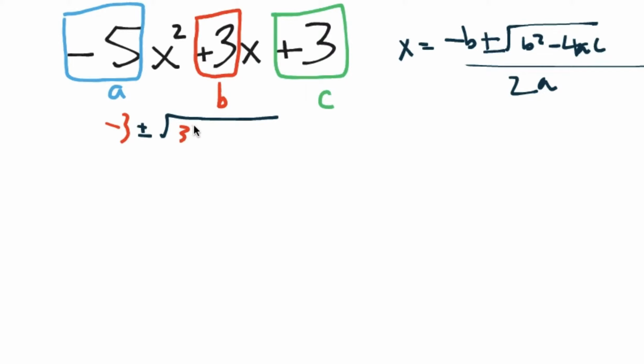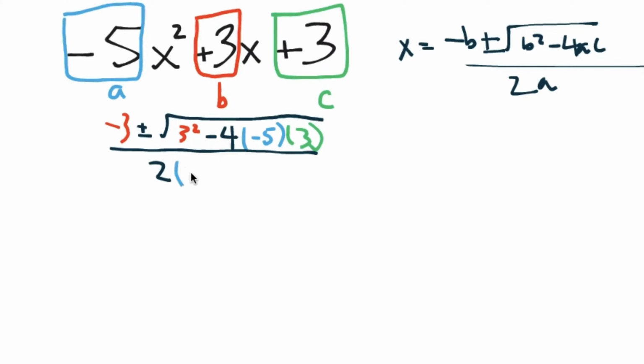So that is 3 squared minus 4, and then a, which is negative 5, and then c, which is 3. Okay, so we're just going to expand this so it looks a little neater, and then it's all over 2 times a, and then a is negative 5.